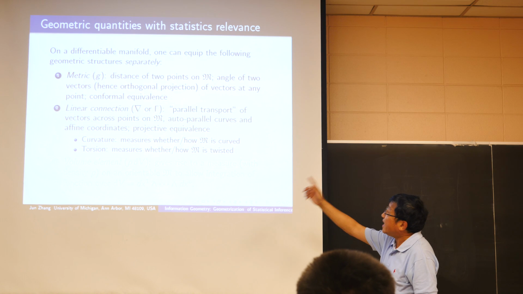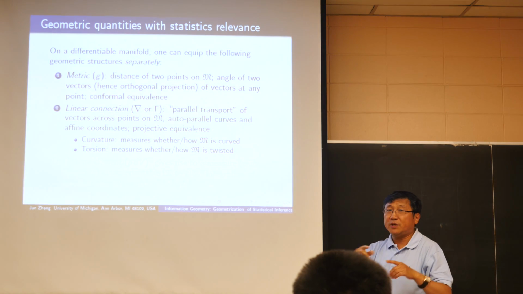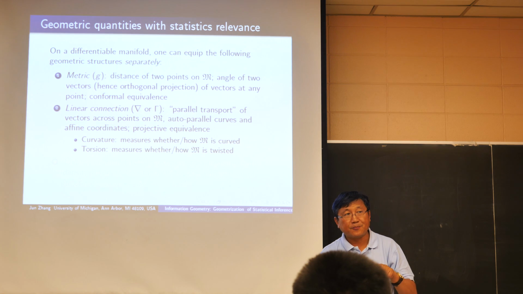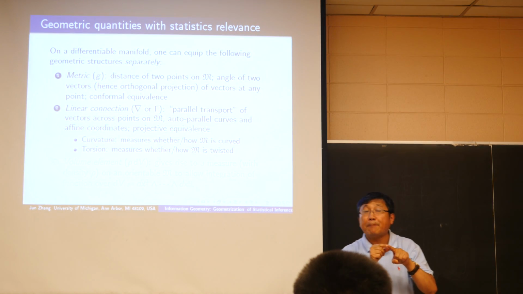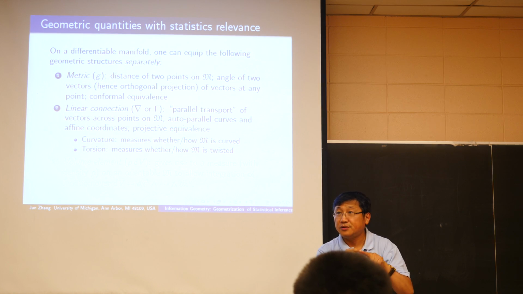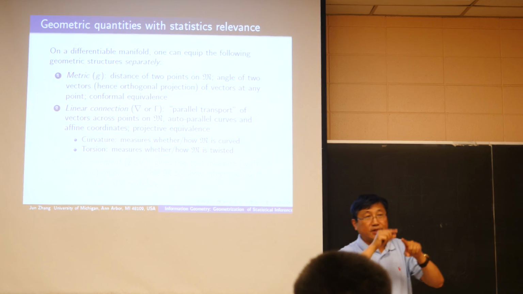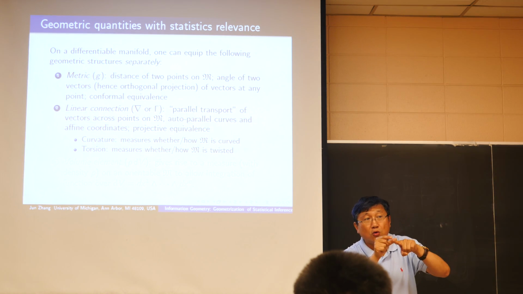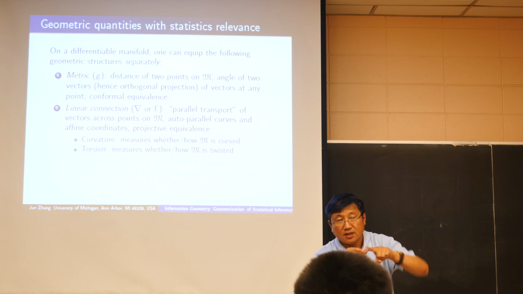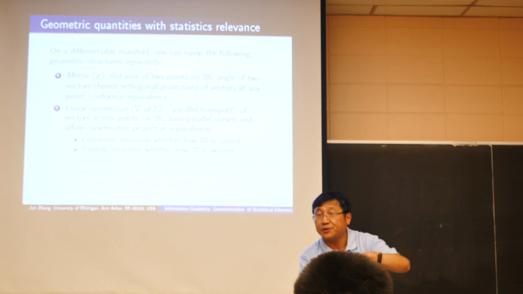This connection structure would define what are called autoparallel curves. Autoparallel curves are the curves whose tangent vectors are parallel to each other. So you can imagine a curve. At each point, I have a tangent vector, and if I move this tangent vector in a parallel way, that becomes a curve. That curve is called an autoparallel curve.